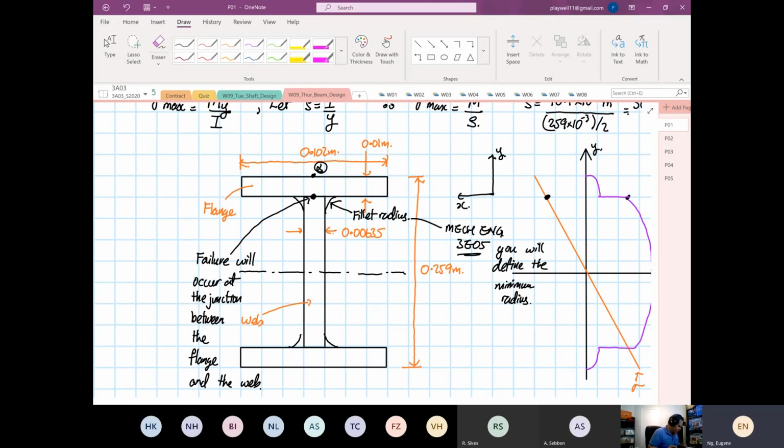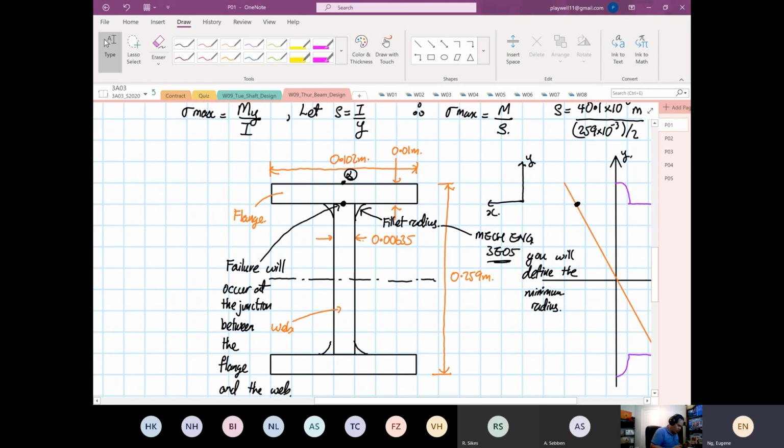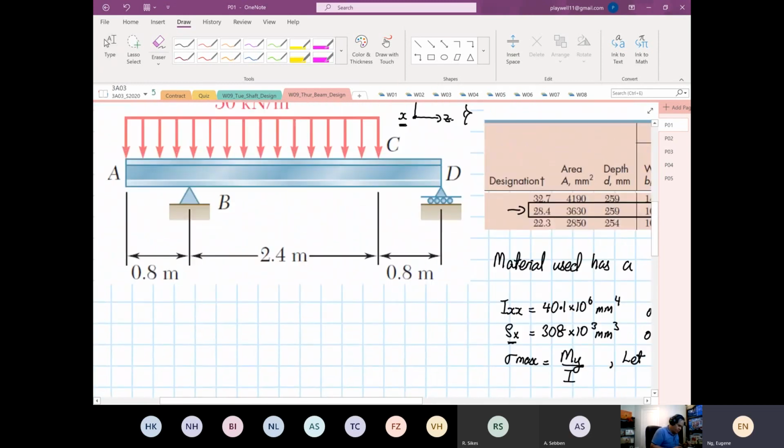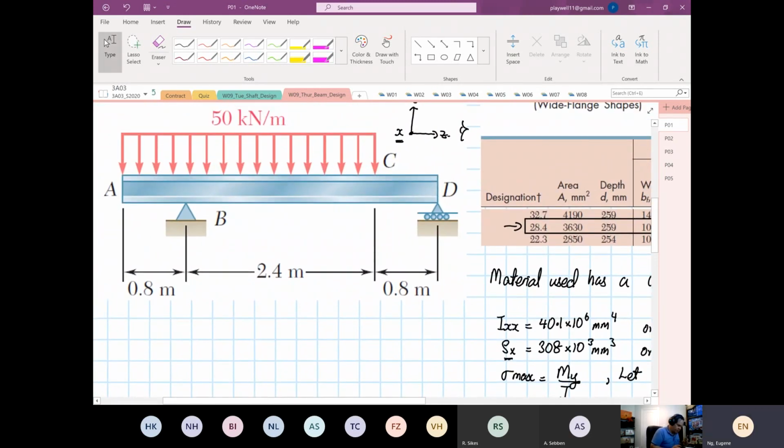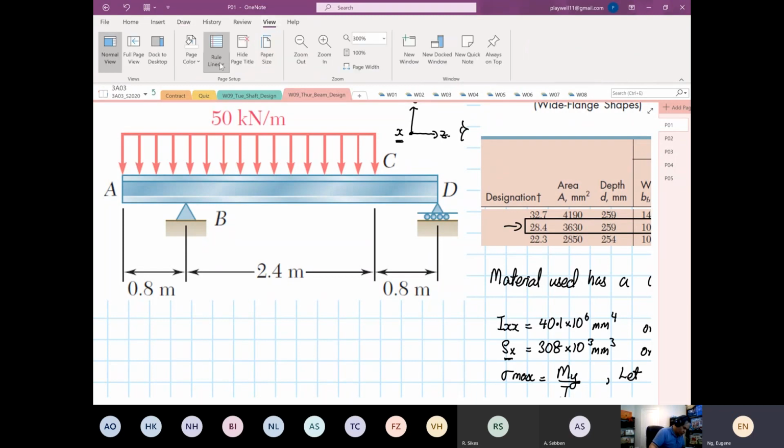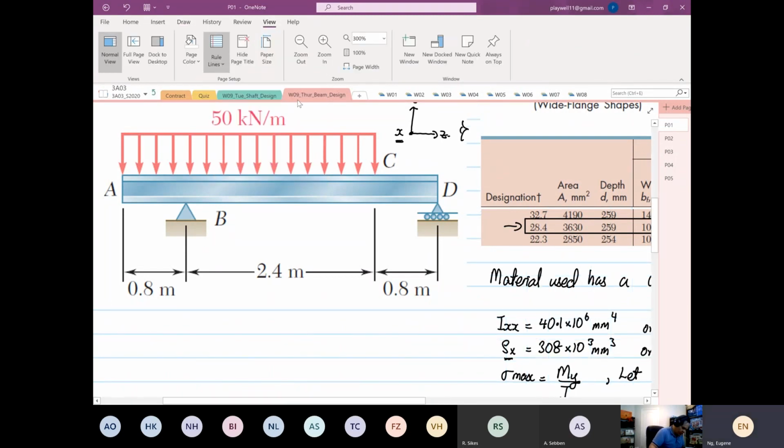Between the flange and the web. Okay, so now, given all this information, we're going to calculate the principal stress first. I want you to pay attention to when to calculate, where, how and why. Right, so I'm going to recap for you.